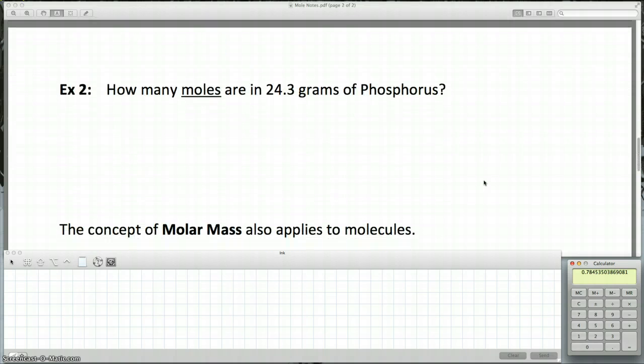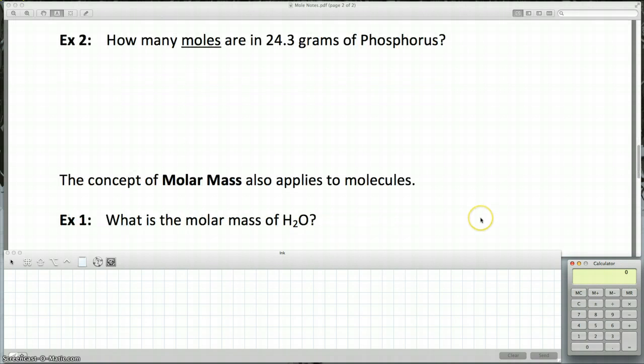The concept of molar mass also applies to molecules. And what I mean by that is if I said, what is the molar mass of phosphorus? You would say 30.97376.